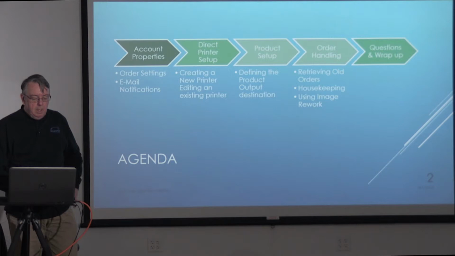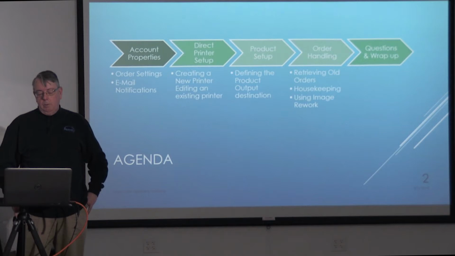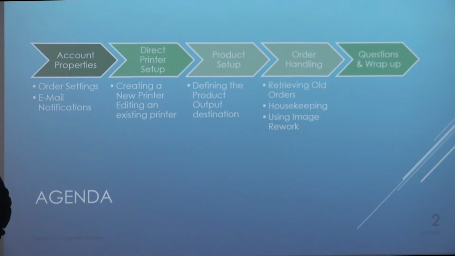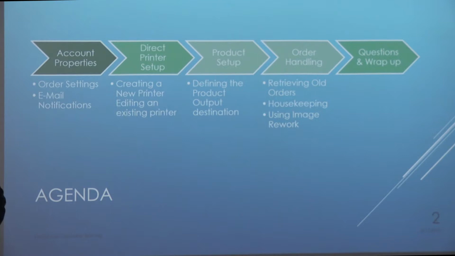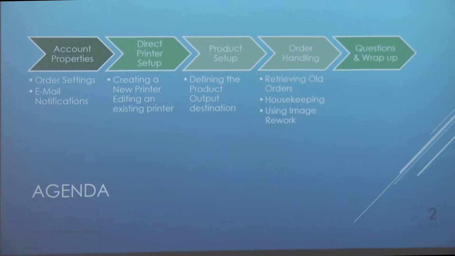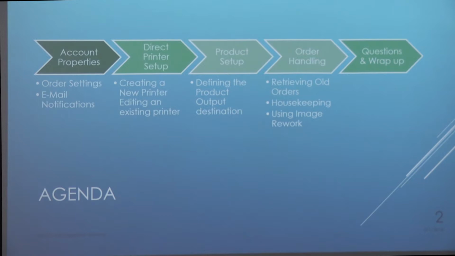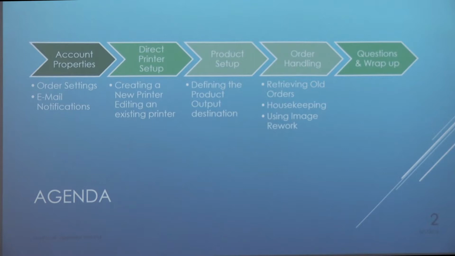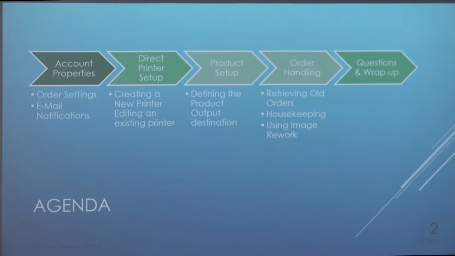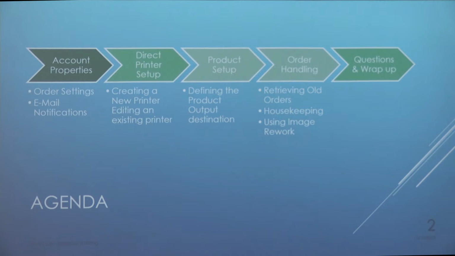So what we're going to look at first is the account properties, some of the things you can and cannot do. And I'm going to be flipping back and forth between the PowerPoint presentation and actually having Photogize Lab up on the screen so that I can better show you what I'm talking about. Pictures are nice, but actually seeing it live is better. Then we're looking at the printing, the direct printer setup, the product setup, and what you can control. Most of it you can't, but some of it you need to. Order handling, and then we'll have questions and a wrap up at the end.